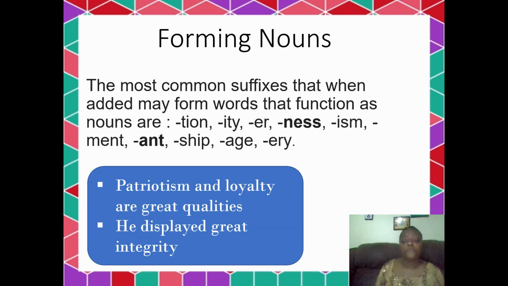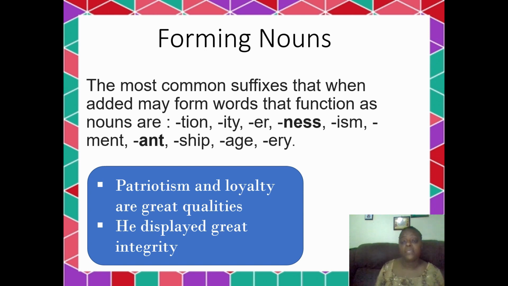So let's look at forming nouns using suffixes. The suffixes that are regularly used to form nouns are these that are there. We have tion, ity, ness, ism, ment, and, ship, age, and or ery. Let us look at a word. The words patriotism and loyalty are words formed by the addition of suffixes.